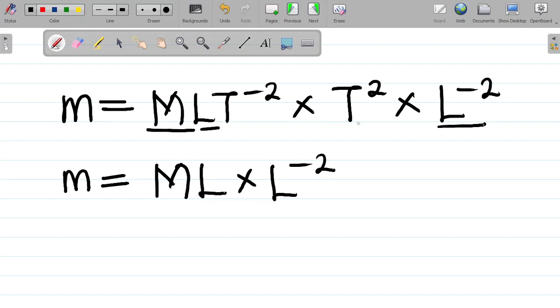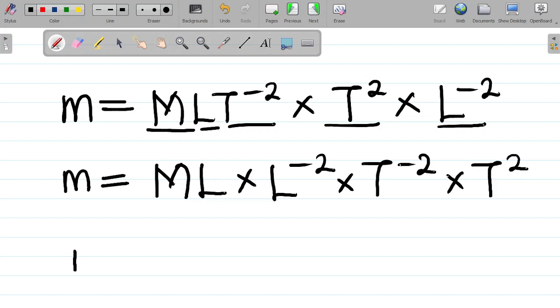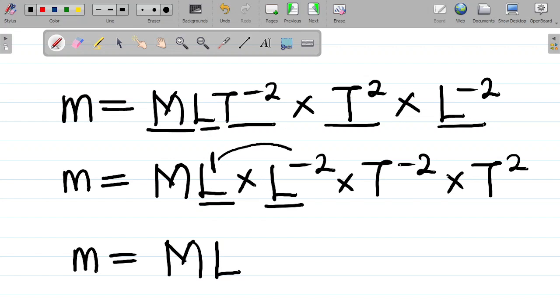Take your time, we're done with l. Let's take t's. The first t is this, which is times t to power minus 2. Then this other t here, times t to power 2. So from here, m would be equal to m into l. The power here is 1. When you're multiplying bases, you add up their powers. So it becomes 1 plus minus 2, which gives you minus 1. So it becomes l to power minus 1.